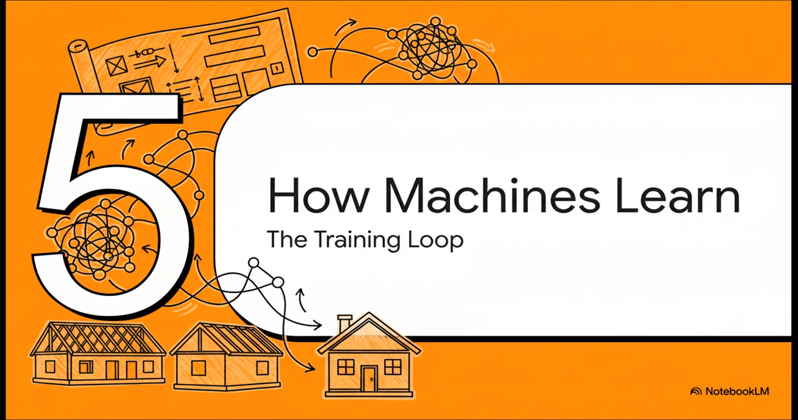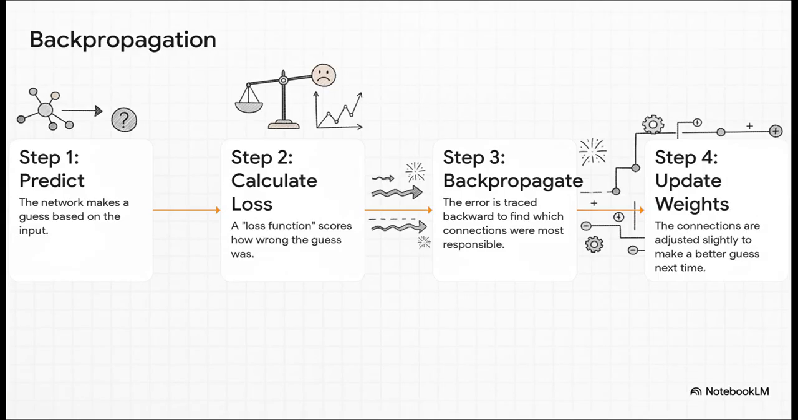How do these networks go from just a random jumble of connections to a finely tuned, intelligent tool? Well, the learning process all boils down to this 4-step loop called backpropagation. Step 1, the network makes a guess. Step 2, it figures out how wrong it was using something called a loss function. You can think of this like a golf score. You want that number to be as low as possible.